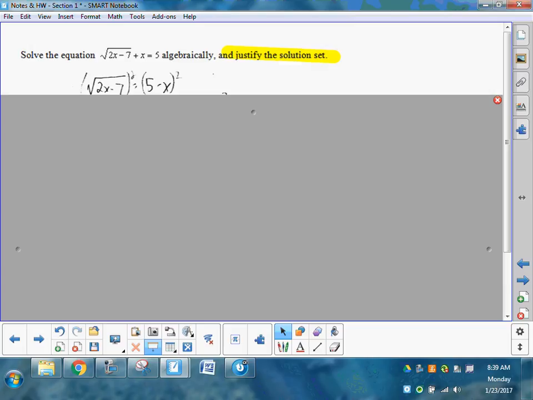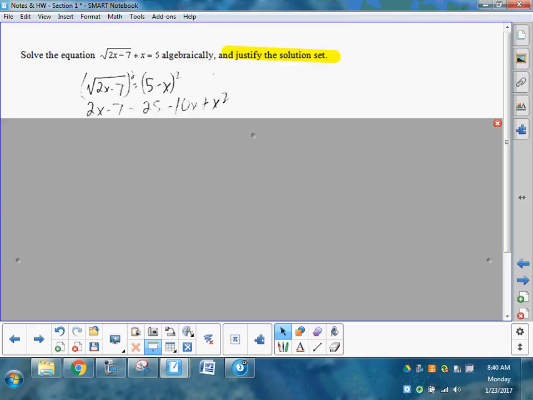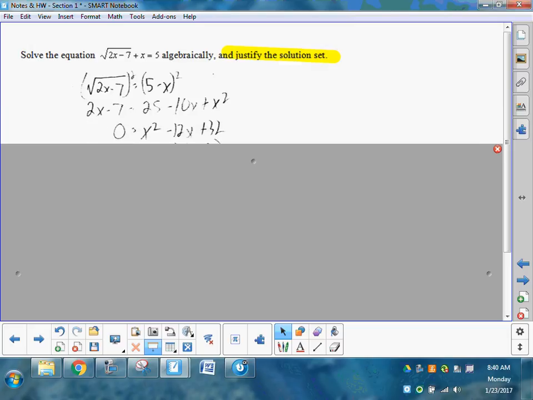Thomas, what's the next thing you would do? Subtract 2x and add 7 both sides. Careful. Sorry, after you square it, what are you going to write out first? Oh, okay, so 2x minus 7 equals x squared minus 10x plus 25. And now, what type of equation do you have? Okay. And that means you're going to set it equals 0. So what do you do now? Subtract x squared. What's the new equation going to be? 0 equals x squared minus 12x plus 32.